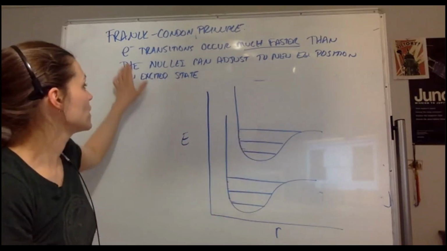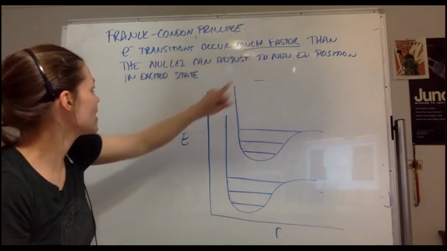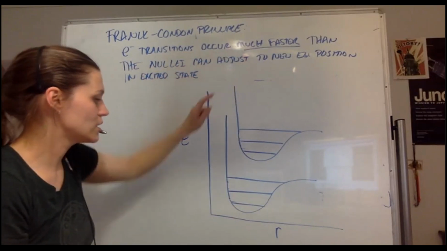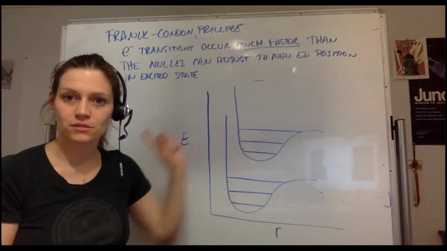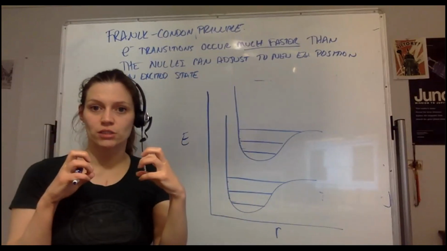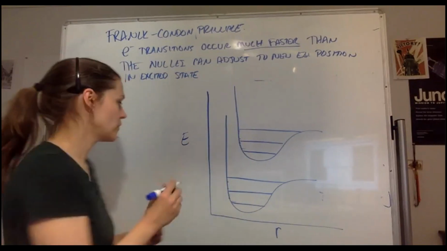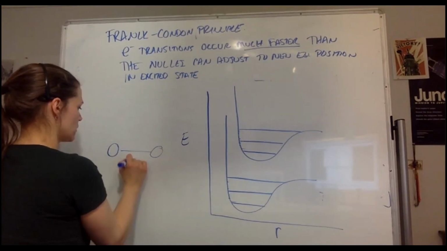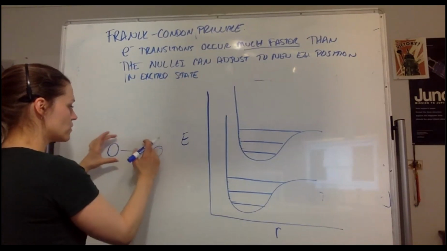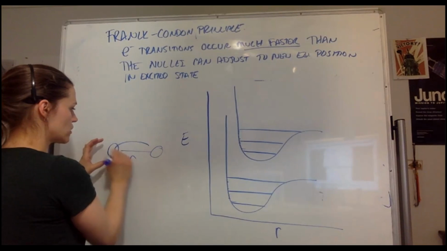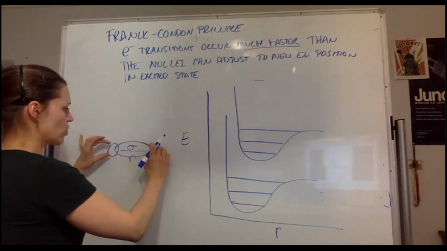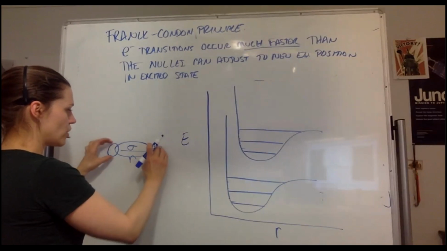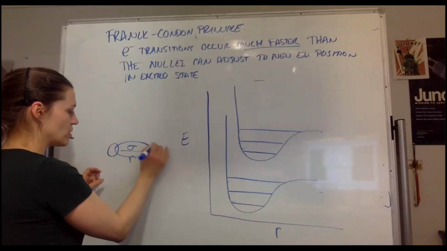Okay, so electronic transitions occur much faster than the nuclei can adjust. Think about on this plot what it means for the nuclei to adjust. What does it mean to adjust? So there's R, and if you go to a higher energy state, say the electrons are existing in some sigma orbital in the middle, now you're going to have a different electronic potential between these two nuclei.